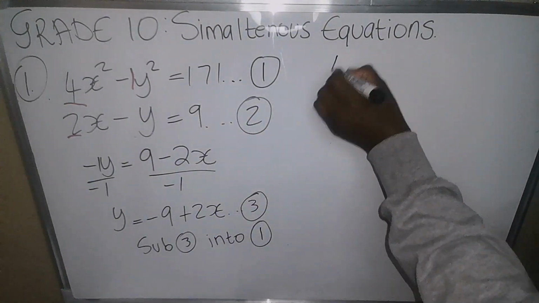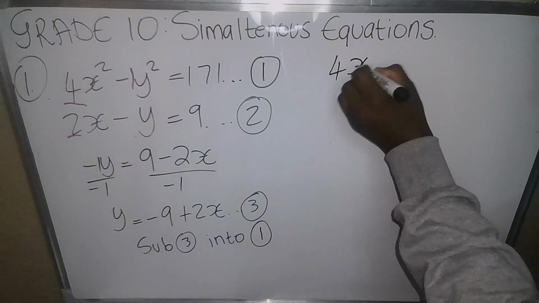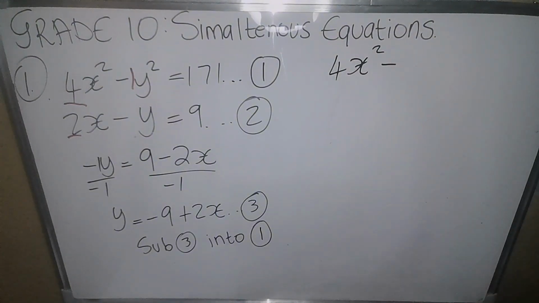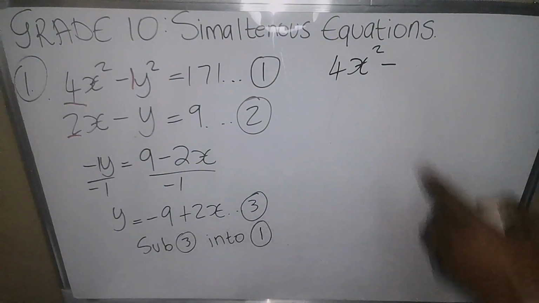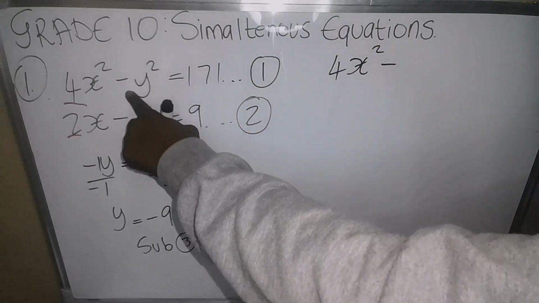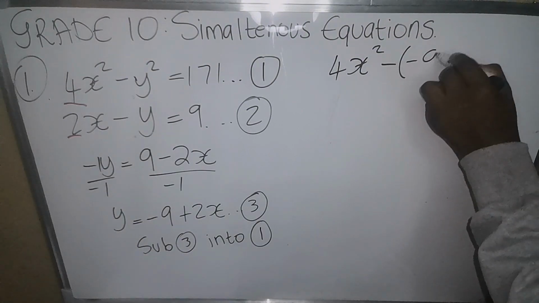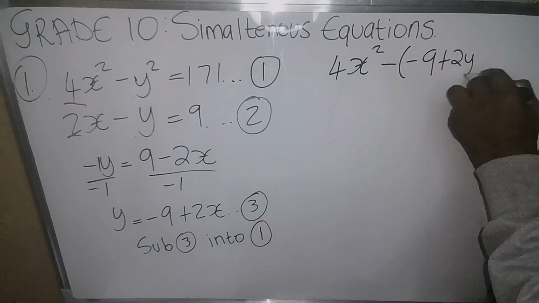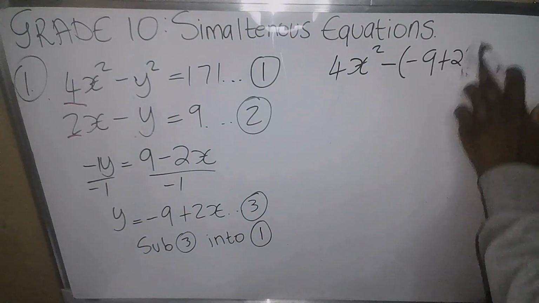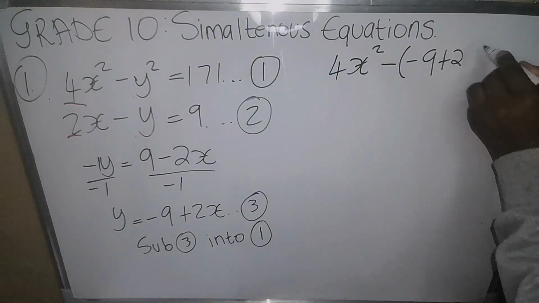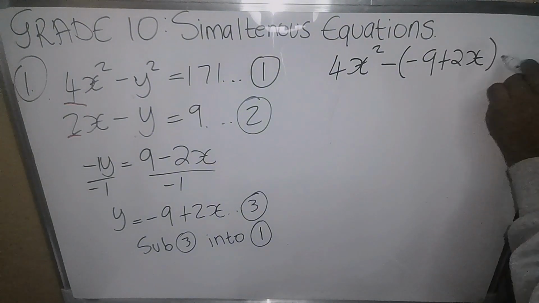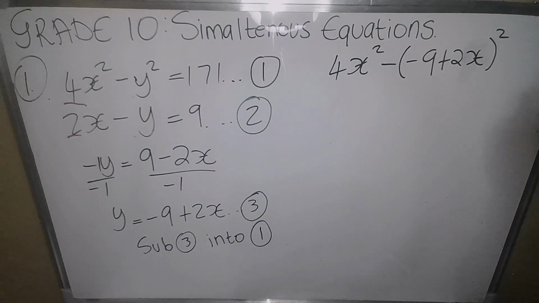And here we've got 4x squared minus, where I see y, I put in -9 plus 2x. Here I'm going to open a bracket and put -9 plus 2x, and squared. And y squared is equal to 171. Then I solve for x here.